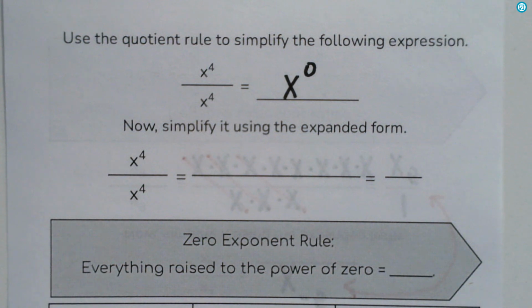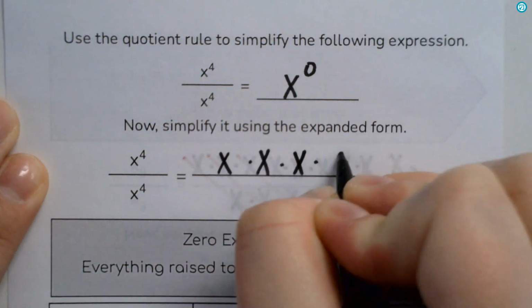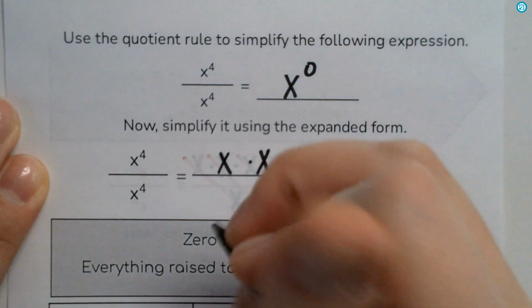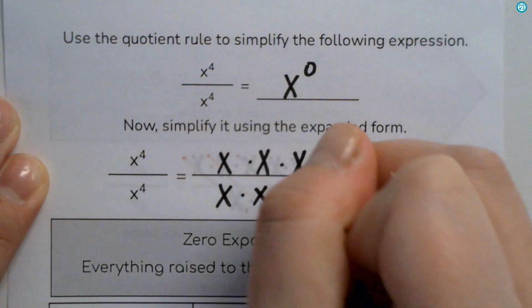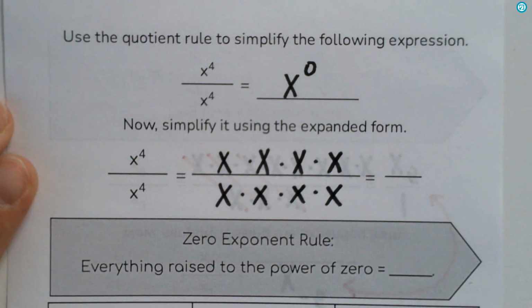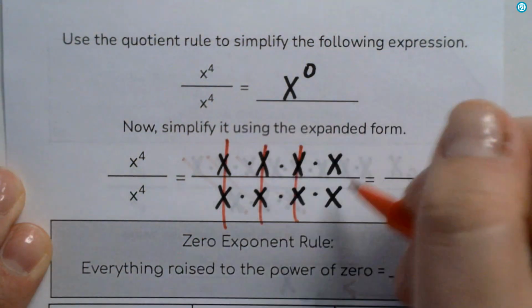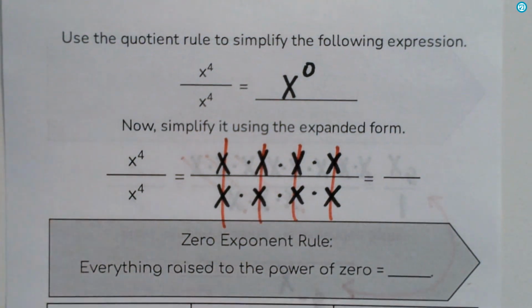If I were to expand it to simplify it, I would have x to the 4th, so I would have 4 x's on top. And I've got x to the 4th on bottom, so I've got 4 x's on bottom. What can I cancel out here? All of them. So if I cancel out everything, just like with the last one, I want a placeholder 1 right here.